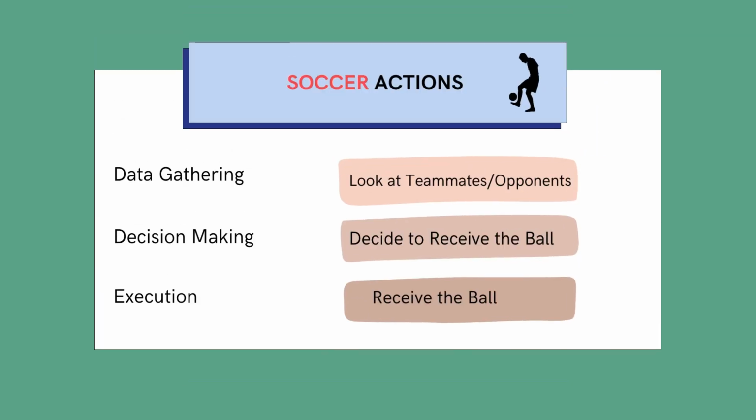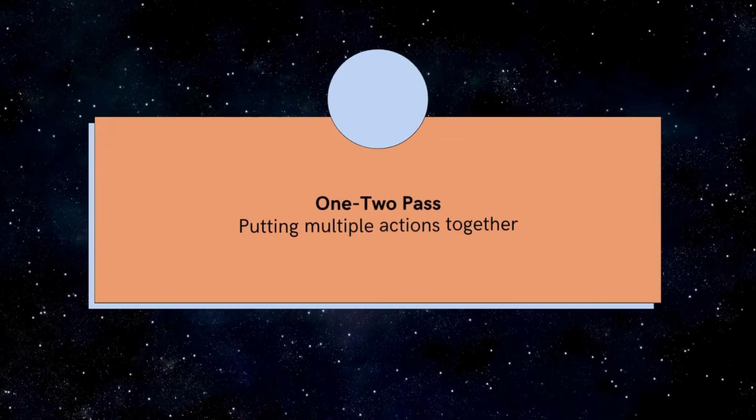And finally, one more soccer action is actually receiving the ball, right? You look at the teammates and opponents and all of that, but you also look at the ball. The ball is coming towards you, or you see that your teammate is about to strike the ball. So you decide to receive the ball, and finally, you receive the ball by doing a movement with your foot to receive the ball in the direction that you want.